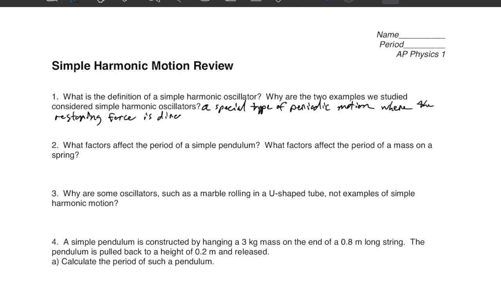So the restoring force is proportional to the displacement. As one gets bigger, so does the other. And it's in the opposite direction, meaning if you move in the positive direction, the restoring force is in the negative direction, and vice versa.